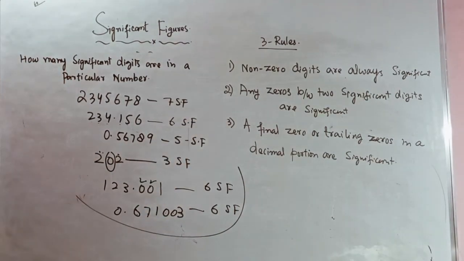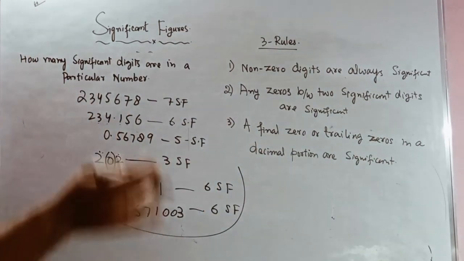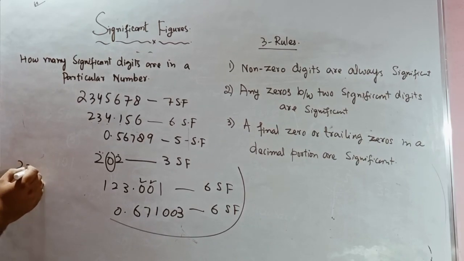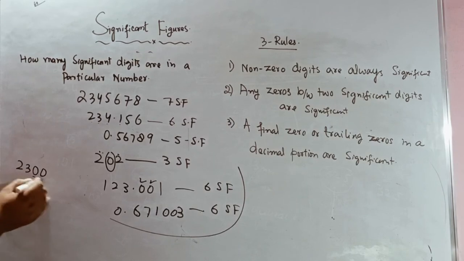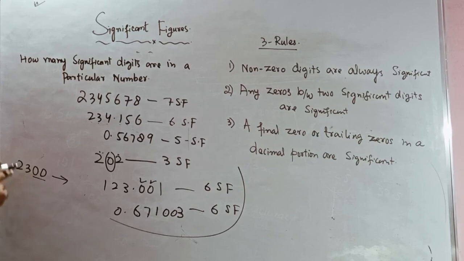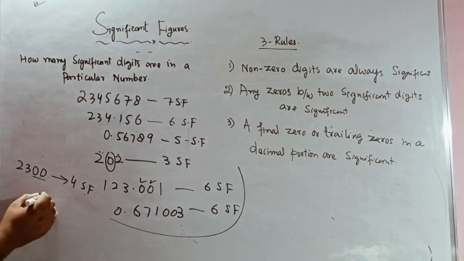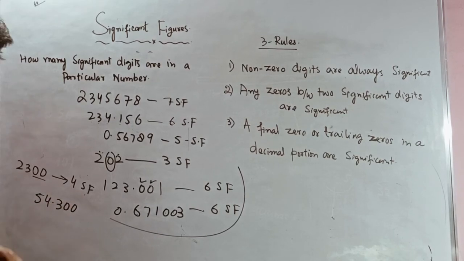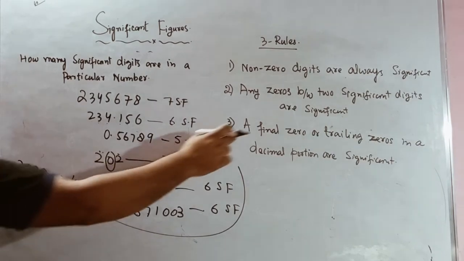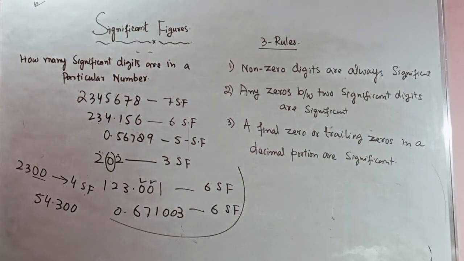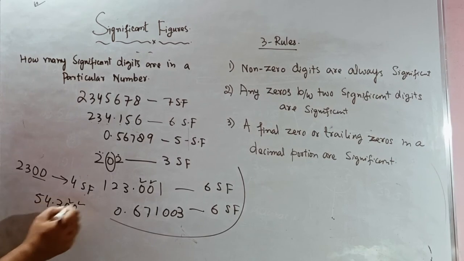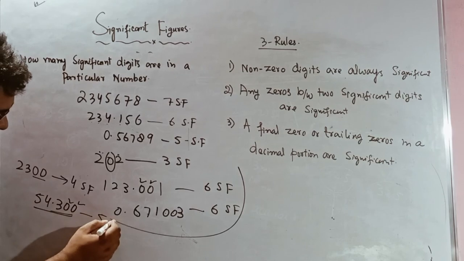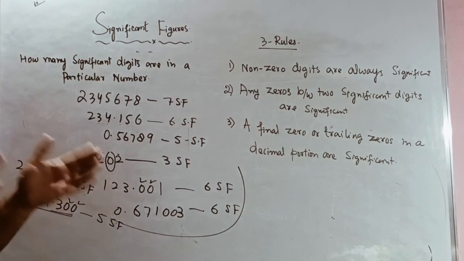You can see rule number 3: a final zero or trailing zeros in a decimal portion are significant. For example, I will write here 2300. It is a final zero. You can see here 2 zeros are there. So I can directly say there are 4 significant figures. And one more example I am giving here, 54.300. You can see how many significant digits are there. A final zero or trailing zeros in a decimal portion are significant. It means after the decimal, this is the decimal portion, the final zeros are also significant. So 1, 2, 3, 4, 5: 5 significant figures.